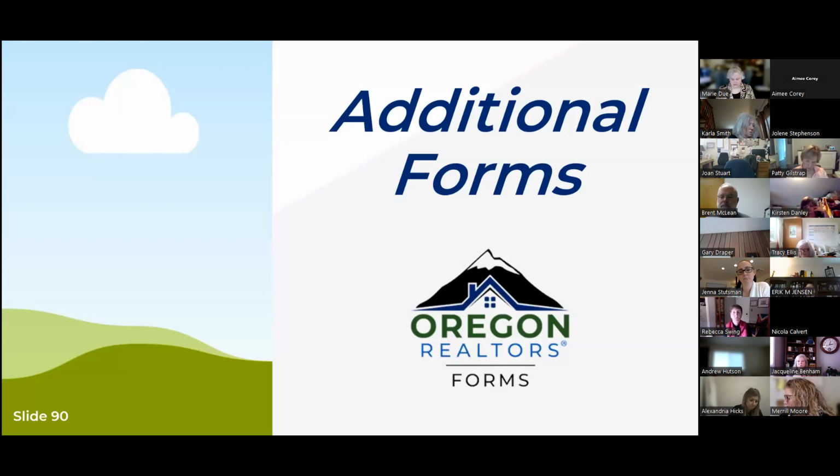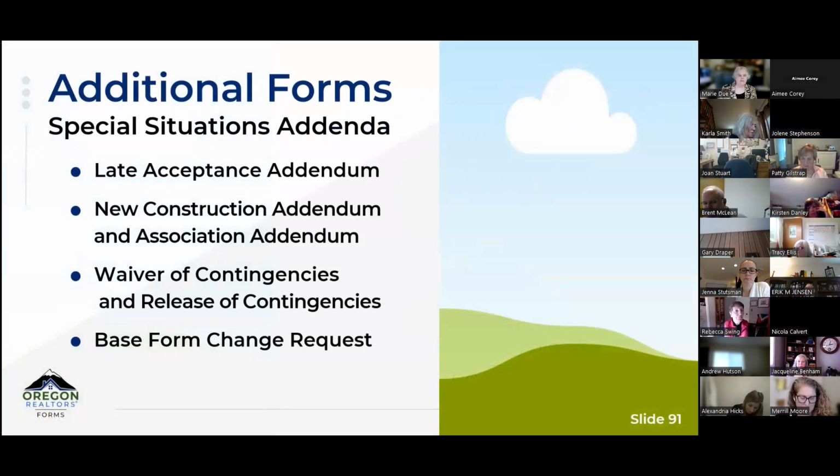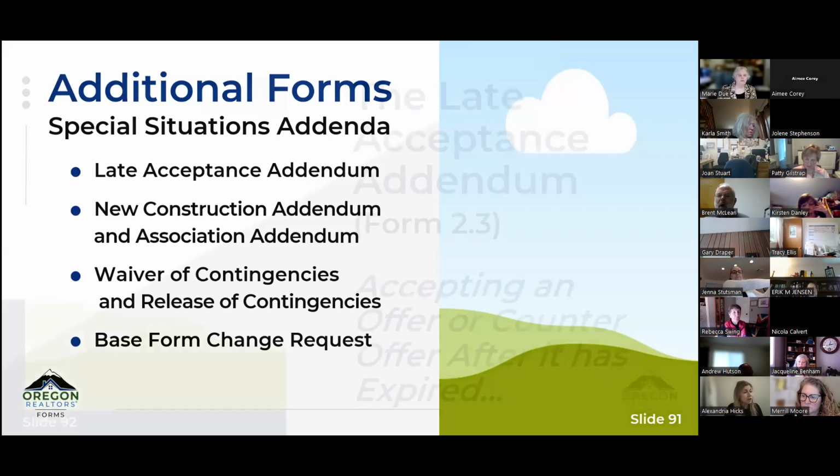Okay, let's just talk about some additional forms. Get to my cheat sheet because we're almost done, guys. We're almost there. Special situations addendum, late acceptance, new construction and association, waiver of contingencies and release of contingencies, and then a base form change request. Because somebody asked earlier about what happens if we mix forms. So let's go through those.